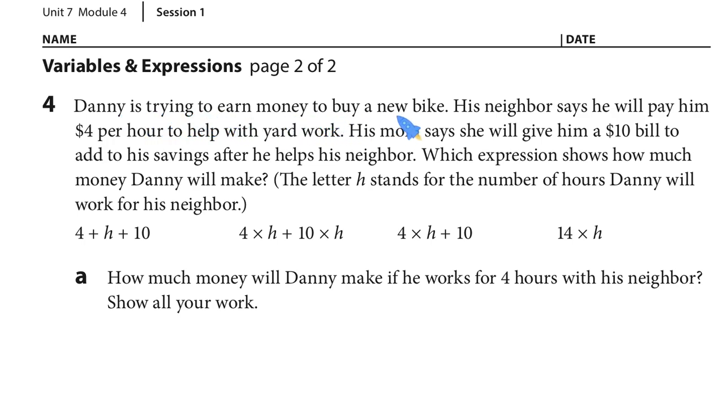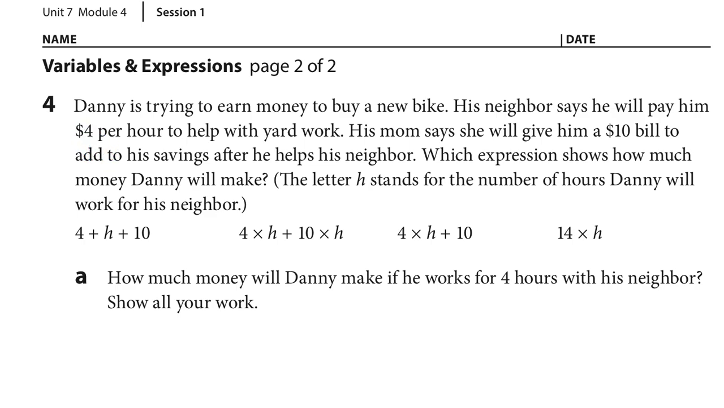Danny is trying to earn money to buy a new bike. His neighbor says he will pay him $4 per hour to help with yard work. His mom says she will give him a $10 bill to add to his savings after he helps his neighbor. Which expression shows how much money Danny will make? The letter H stands for the number of hours Danny will work for his neighbor. Now, I think it's really important that we try to figure out $4 per hour, and H stands for hour.